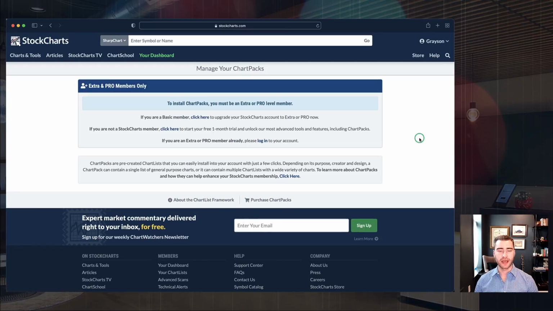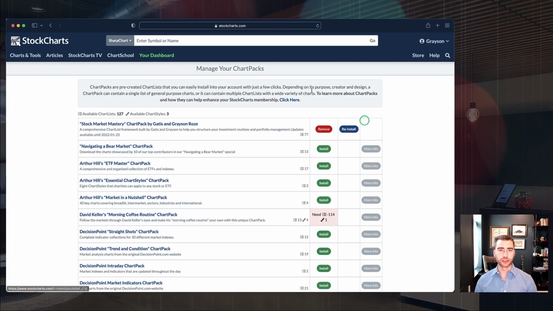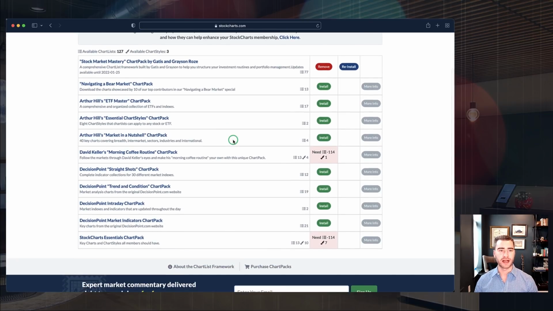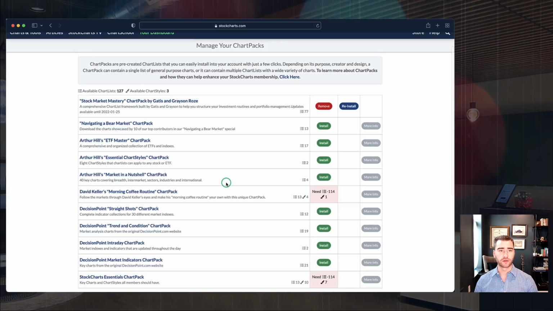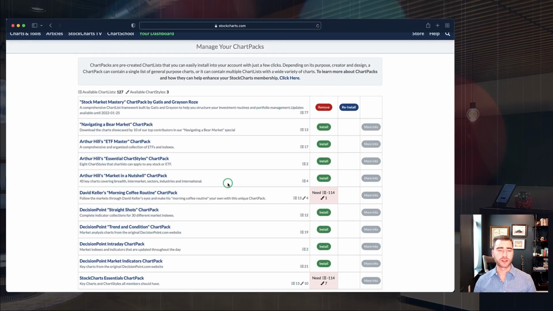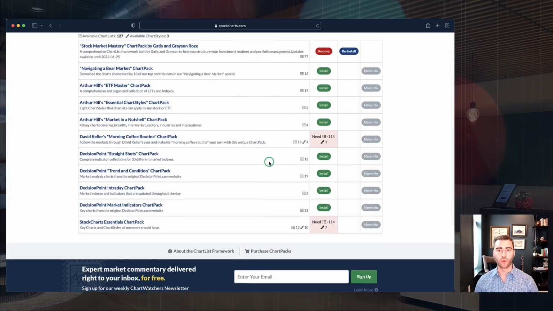But once you click on that Manage Chart Packs page, you should be able to see all of the different chart packs that are available. This is where you can come, learn more about these, install them, and click on each one to get a little bit more information. This is also where you're going to see the Stock Market Mastery Chart Pack by Gatis and Grayson Roze, if you have installed it in the past. We'll talk at the end of the show about how this chart pack works.